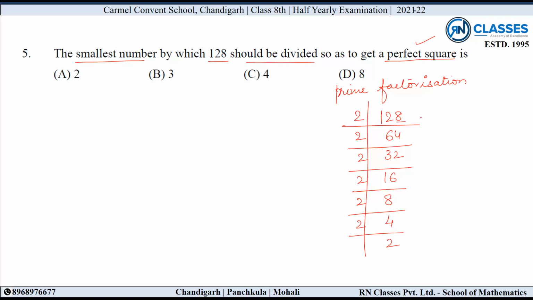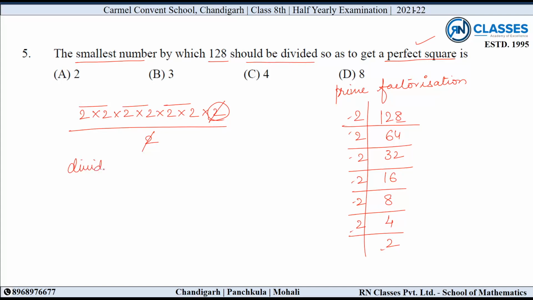So prime factorization, we get 2 into 2 into 2 into 2 into 2 into 2 into 2. 1, 2, 3, 4, 5, 6, 7. You can check it. It has to be a perfect square, so what do we need to make? Pairs. We need pairs. 1 pair, 2 pair, and 3rd pair. This last 2 doesn't form a pair. So what should be divided? If we eliminate 2, divided by 2, the 2 is eliminated. So divide it by 2.